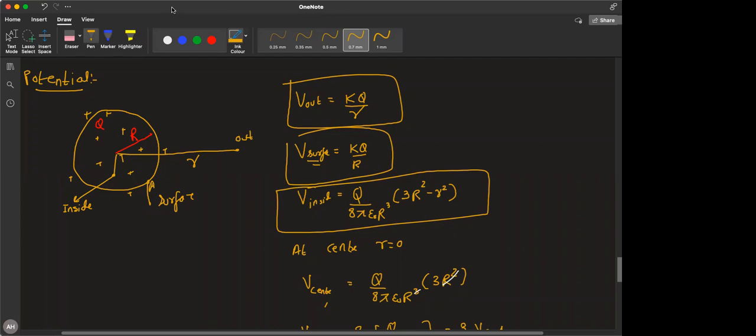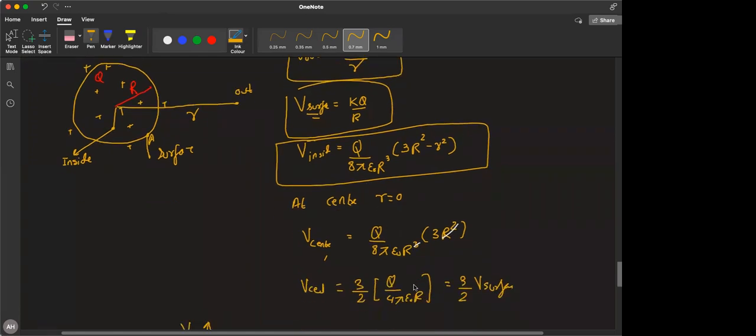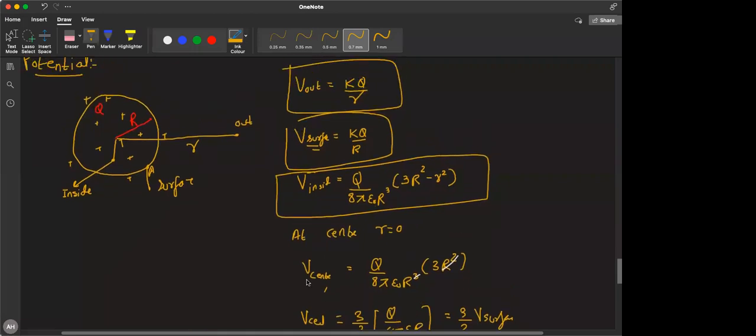So in the V center, sir, is it R cube or R square? In the denominator. Inside or center? At center, it's R cube, then R square and R cube will cancel. We will be left with just R. Okay.